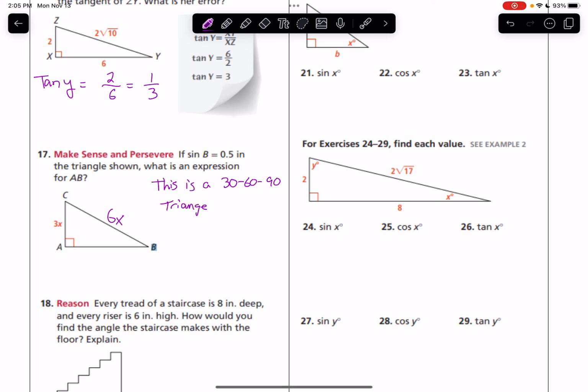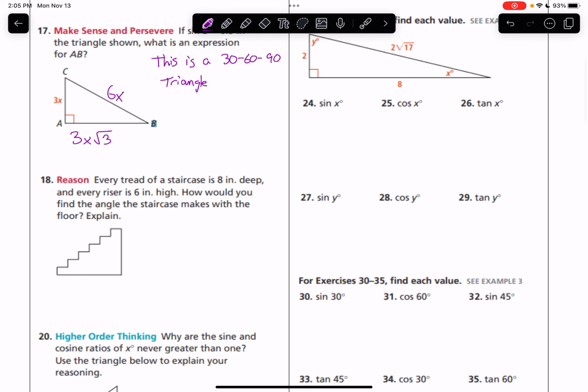Since this is a 30, 60, 90 triangle, we know that the third side is going to be x root 3. And since our short side is 3x and not x, our third side is 3x root 3. And that'll be the expression for side AB.